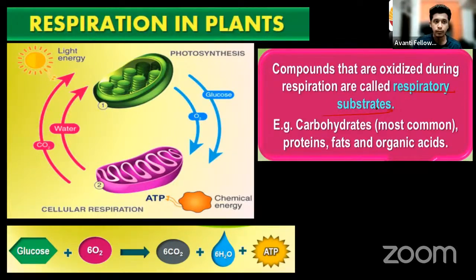So where does cellular respiration take place? We know that photosynthesis takes place in the chloroplast, correct? But the respiratory process happens in two important locations in plant cells. One is in the cytoplasm and the other is in the mitochondria. So these two regions are very important regions where respiration is happening. In many organisms like animals, it is in the mitochondria that respiration is happening.